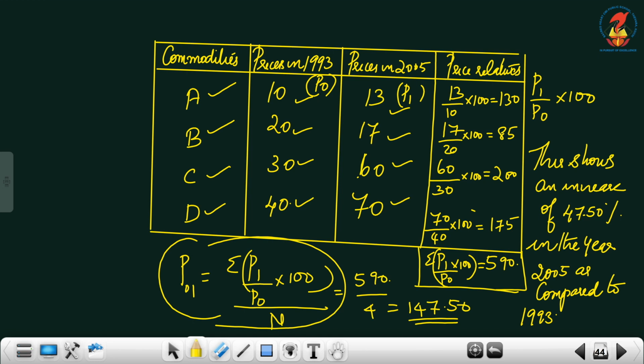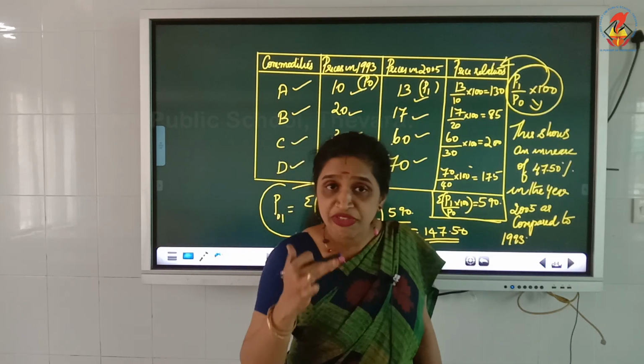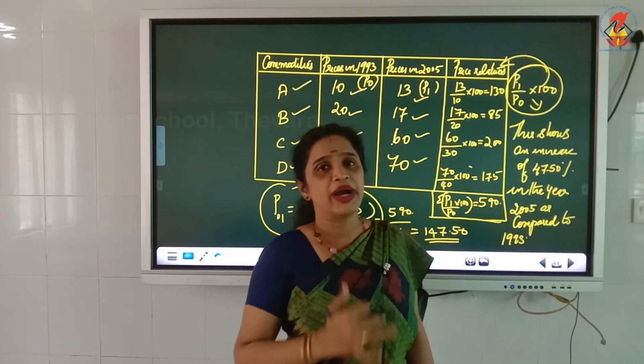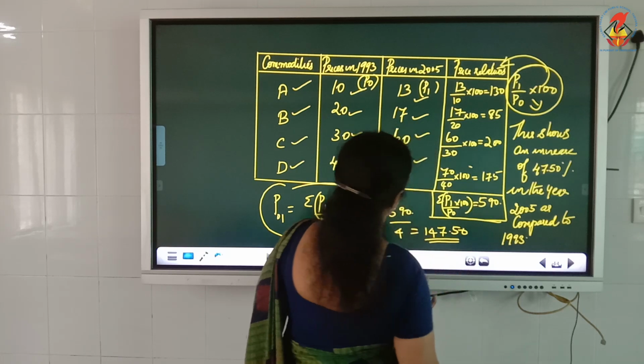So we have to find out the price relative. That P1 by P0 is known as the price relative. P1 by P0 into 100 is known as the price relative. So we have to find out the price relative by using the formula P1 by P0 into 100, because the name itself is simple average of price relative. So find out the price relative by using the formula P1 by P0 into 100 for each and every item.